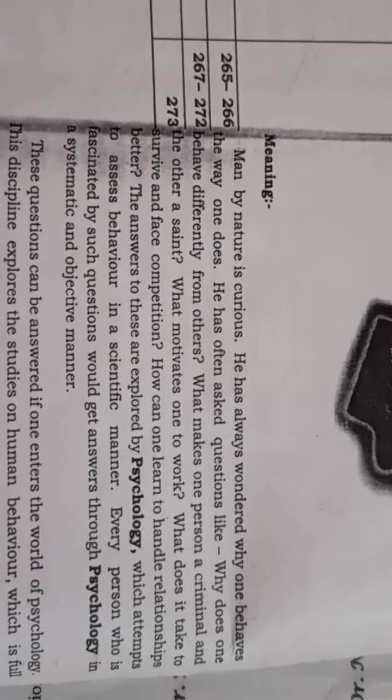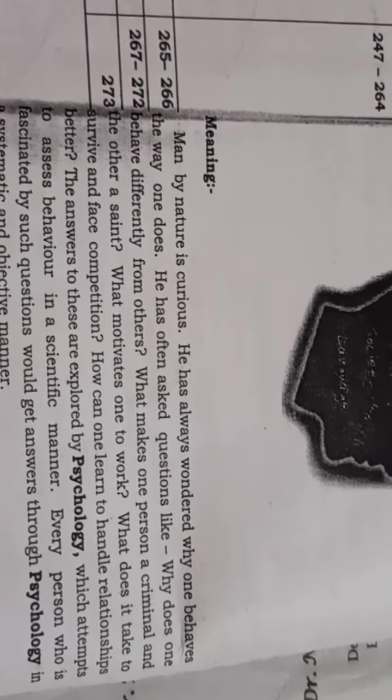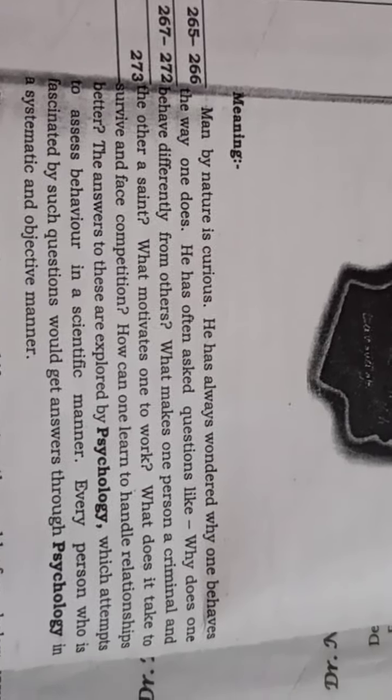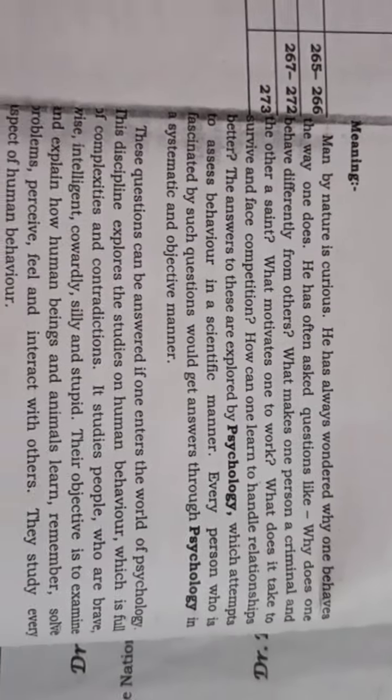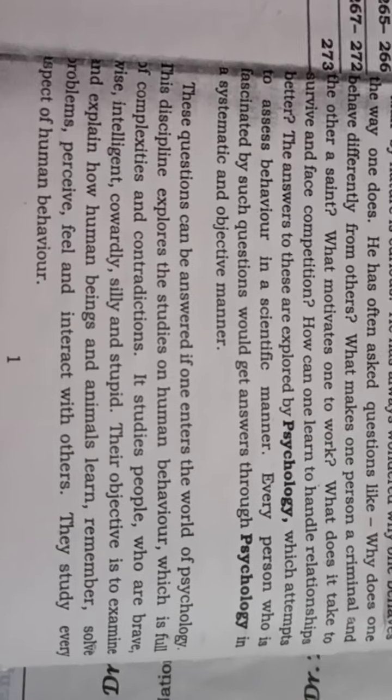As I already told you, you will see different kinds of behavior, different kinds of persons, different kinds of individuals, different IQ. Some people will be very friendly, some will be introvert, some extrovert, and some can easily handle any situation, whereas some people get tense even in a simple situation. So how do we understand so many behaviors? That is what we are going to learn in psychology. Psychology helps you to understand human behavior in a scientific manner. So these questions can be answered if one enters the world of psychology.